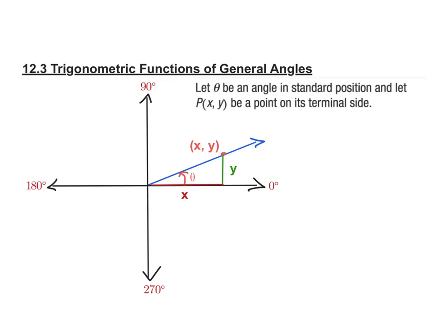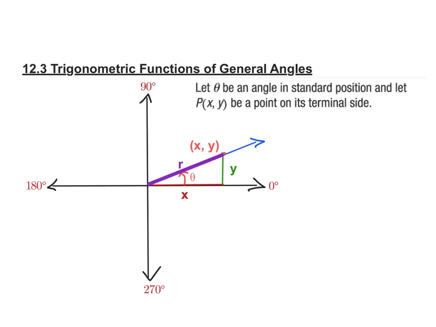And then for the hypotenuse, instead of saying a, b, and c like we'd think of for the Pythagorean theorem, we're going to call that length r. So when we deal with a point on the terminal side with respect to an angle in standard position, our sides are going to be x, y, and r. And this is a right angle here.